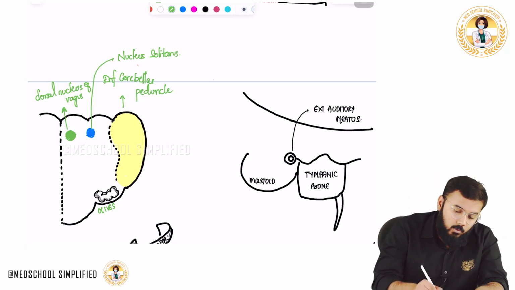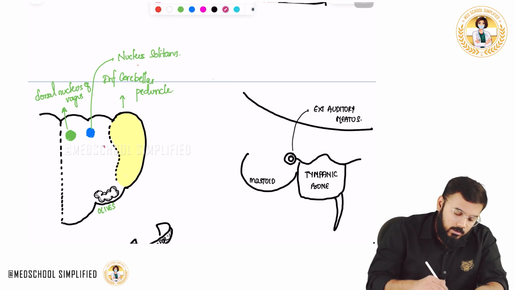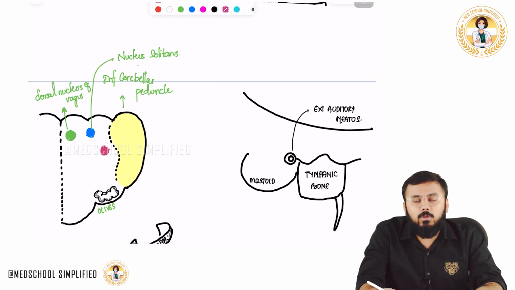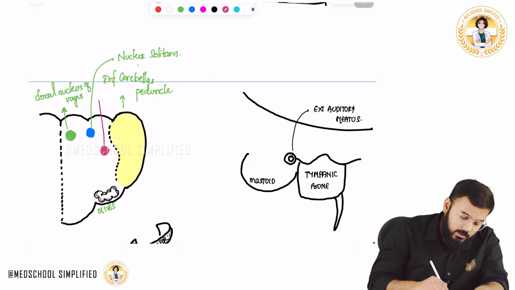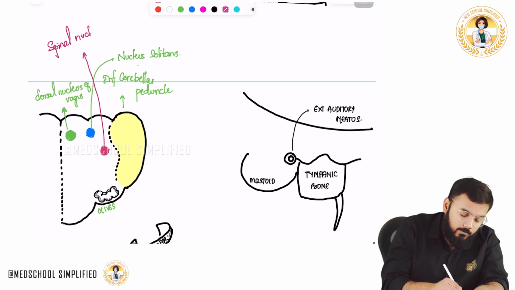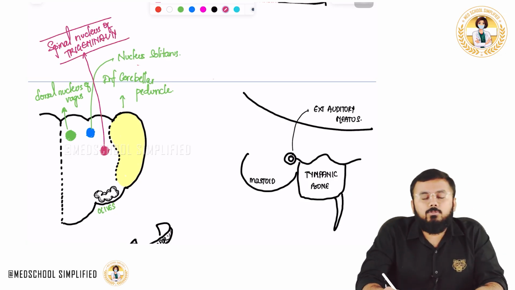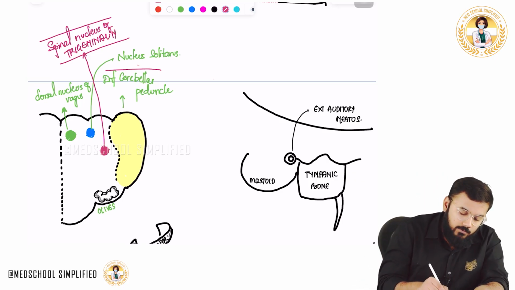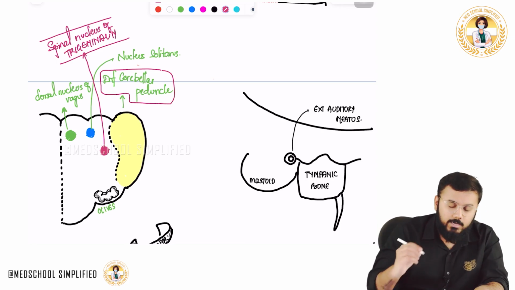Okay, next down here there is one more nucleus. This is called the trigeminal nerve nucleus, or you can call it the spinal nucleus of your trigeminal nerve. So this particular nucleus is called the spinal nucleus of the trigeminal nerve. And obviously this is your inferior cerebellar peduncle, which I have already discussed.